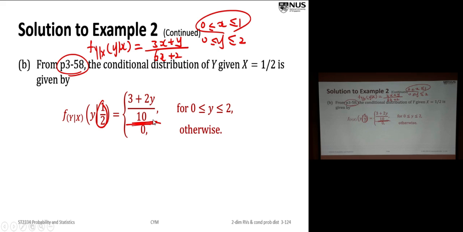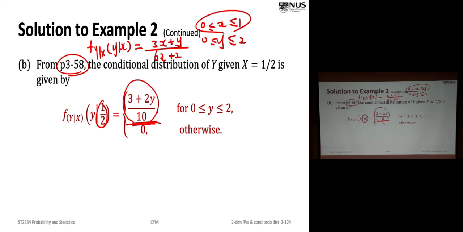Is there any x here in this expression? No x, huh? So can I say that f of x, the conditional expectation, can I say y and x are independent? Of course no x, because I substitute x equal to 1/2. Of course you don't see x.